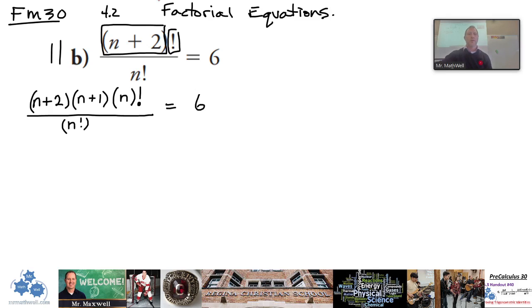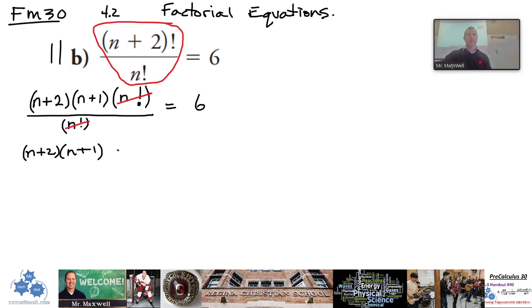This expansion or simplification of this side is super important. That's where you need to start all the time. It doesn't matter if this bracket is inside or outside. Once you simplify that, you can see that the n factorial is gone. So I now have n plus 2 times n plus 1 equals 6.